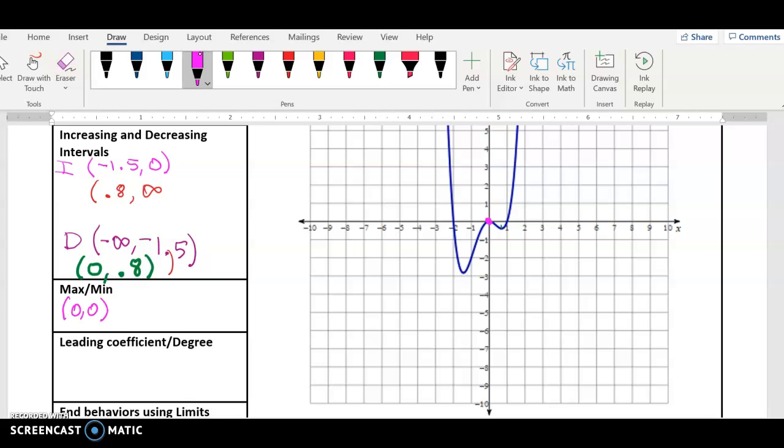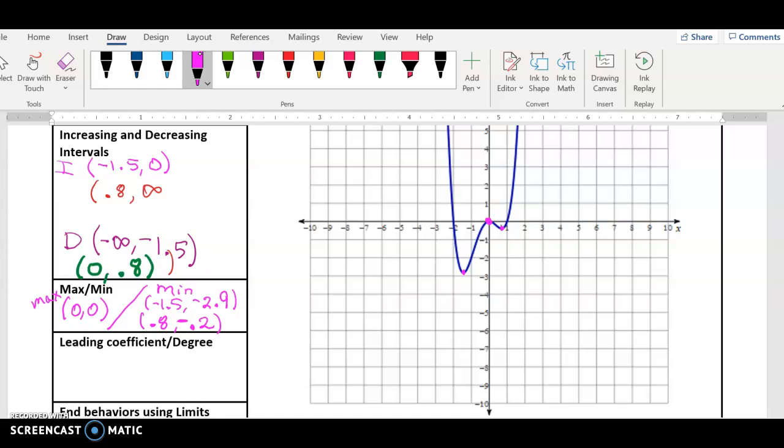And we have two minimums. So our minimums would be, and we're guesstimating, negative 1.5, negative 2.9. And the other minimum right in here, positive 0.8, negative 0.2. All right, those are both minimums, and the max is 0, 0.